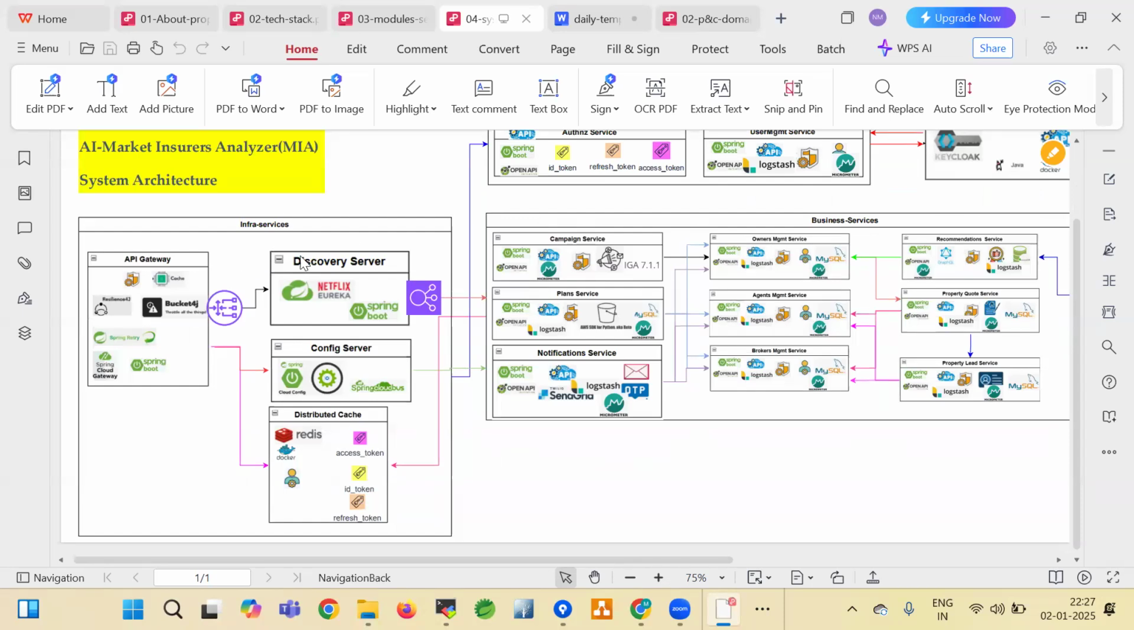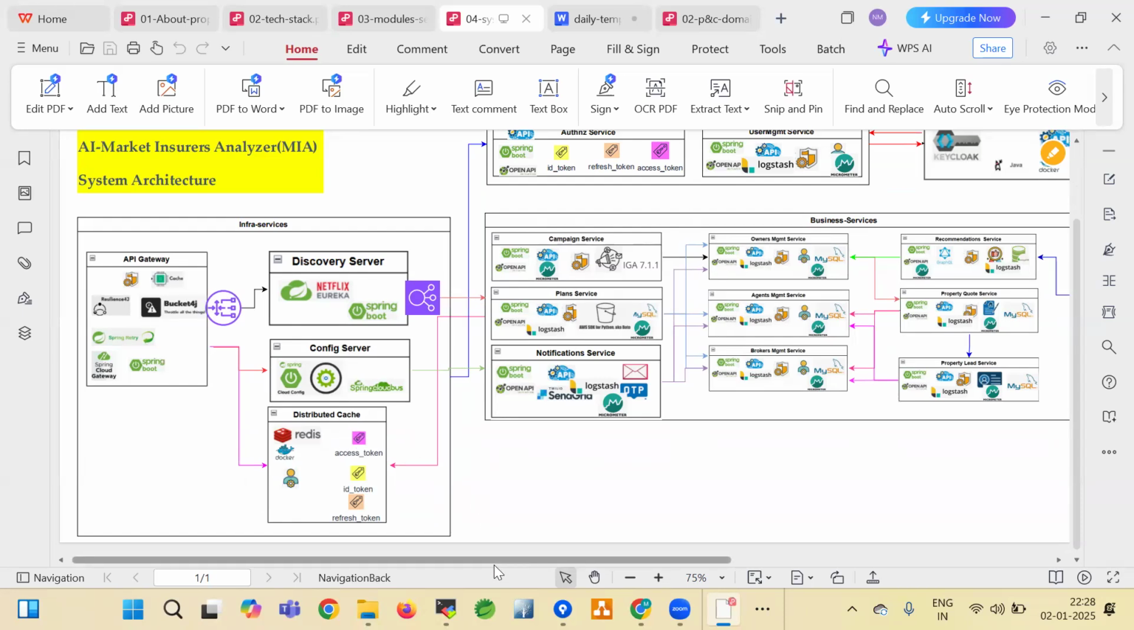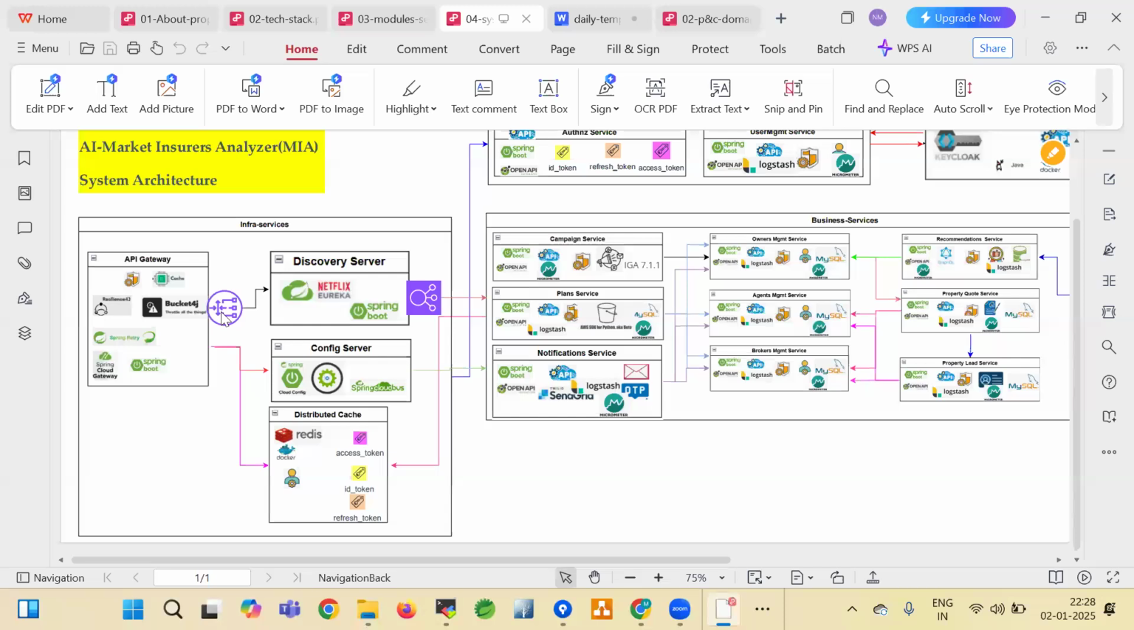So as part of the infra services, we're going to implement the discovery server, API gateway, config server, and then distributed caching. That is the Redis caching. If you can see, we have the server-side load balancer and then the client-side load balancer. So both the load balancers we are using here. You can see here it is the client-side load balancer. Here it is also the client-side load balancer.